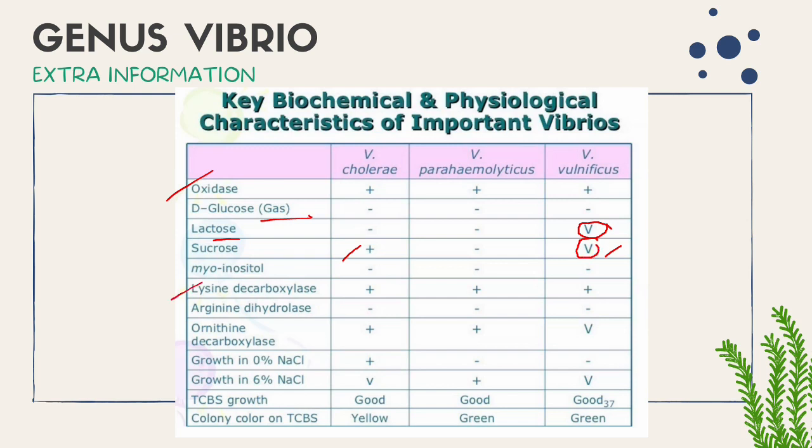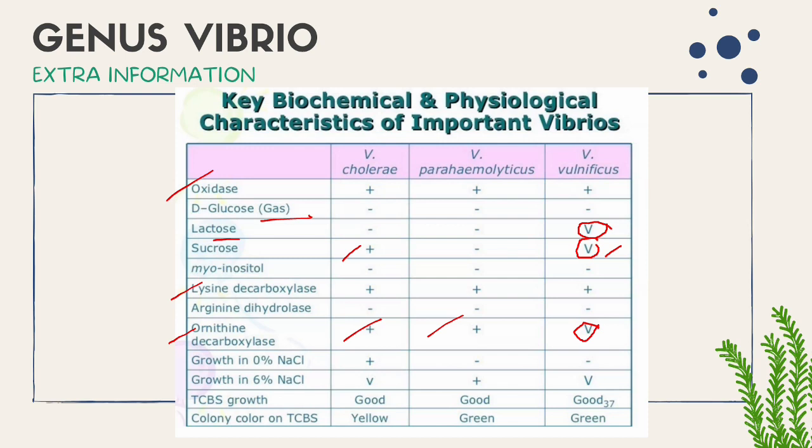For lysine decarboxylase, they are all positive: Vibrio cholerae, parahaemolyticus, and vulnificus. Arginine naman, they are negative. While for ornithine, they are positive for Vibrio cholerae and parahaemolyticus. Again, magulo si vulnificus, so variable yung kanyang result.